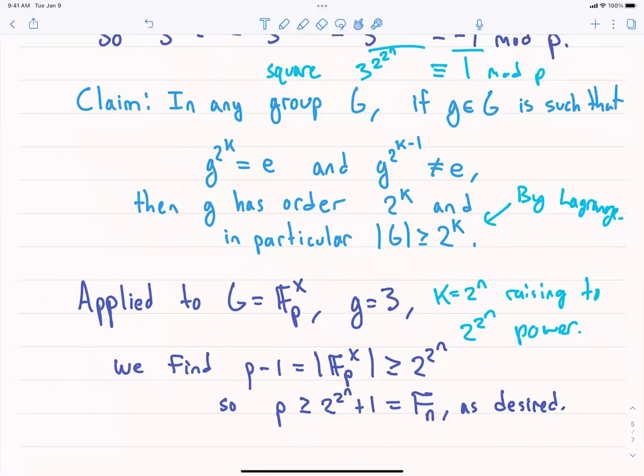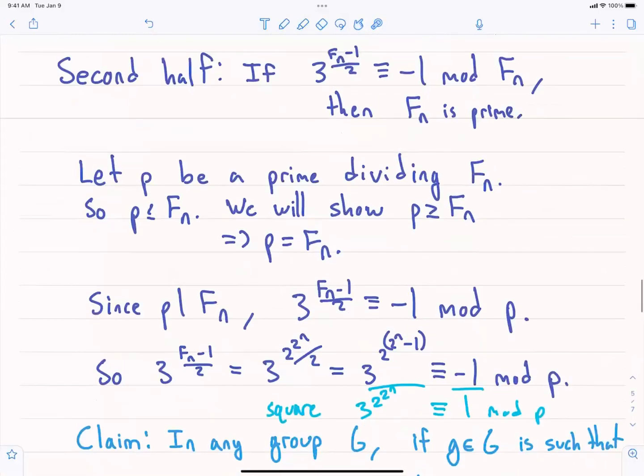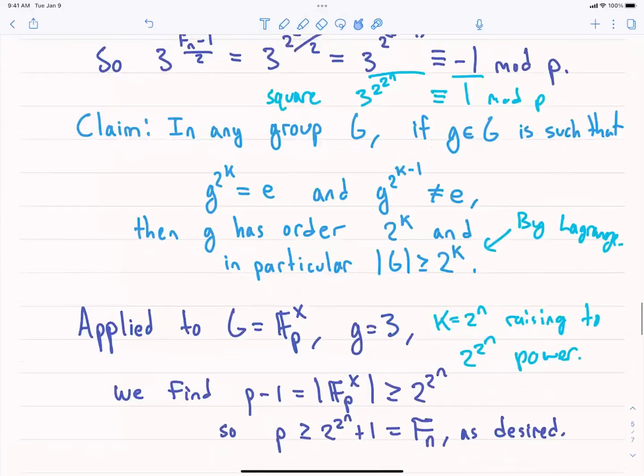So I already knew p was less than or equal to the nth Fermat number. Now I know it's greater than or equal to the nth Fermat number. So it actually has to be that Fermat number. So that Fermat number is prime. So I've established the second half, except I haven't told you why this claim is true. So let's talk about this claim.